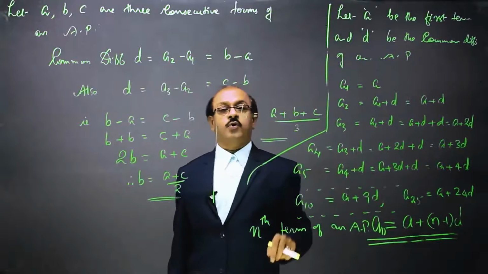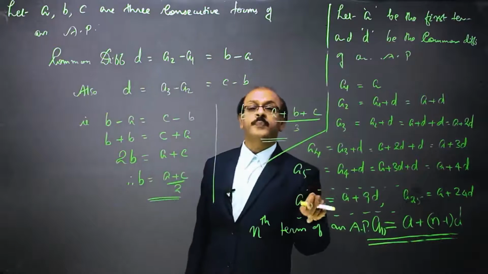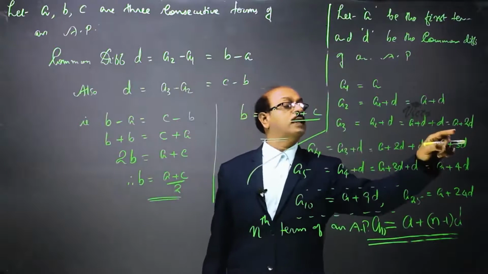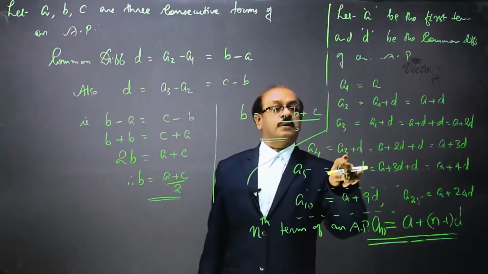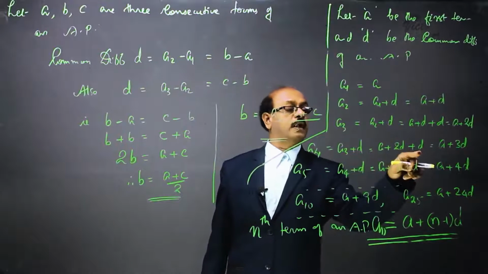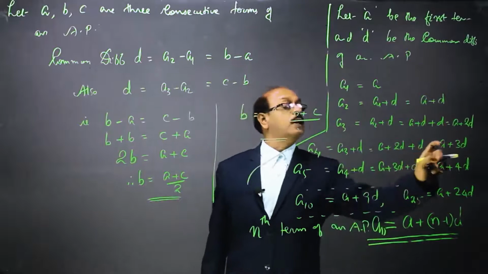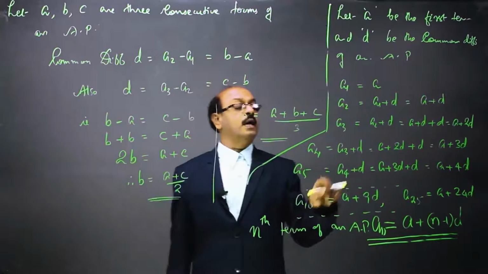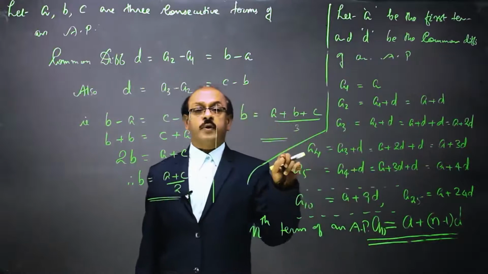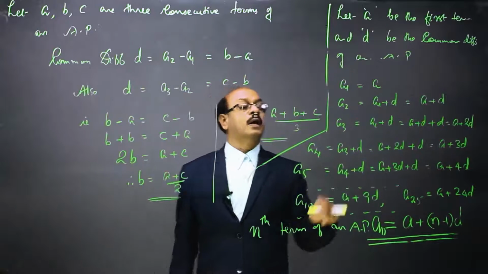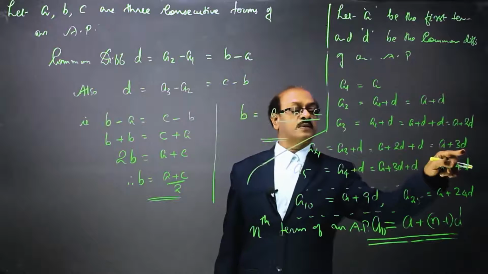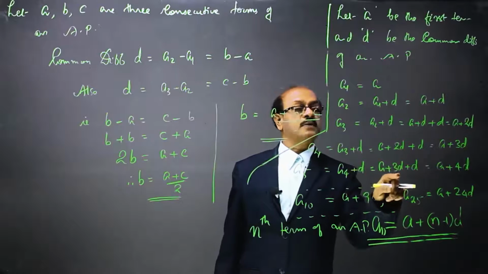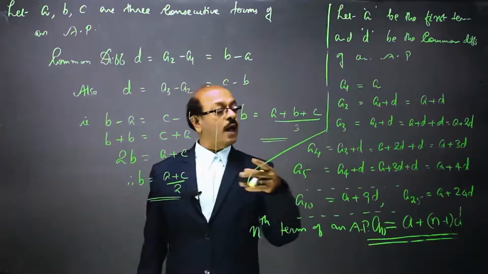Again, A4 means the fourth term. We get the fourth term by adding common difference D to the third term A3. The value of A3, we got as A plus 2D. Instead of A3, we can write A plus 2D and plus D. Then A plus 2D plus D is equal to A plus 3D, the fourth term. Now A5, the fifth term, is A4 plus D. That means common difference D is added to the fourth term. But the value of the fourth term A4 is A plus 3D. Now instead of A4, we can write A plus 3D then plus D. A plus 3D plus D is equal to A plus 4D and so on.